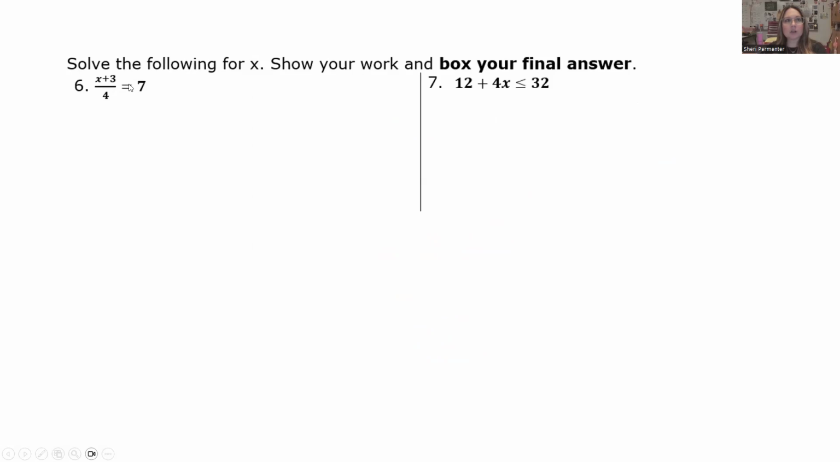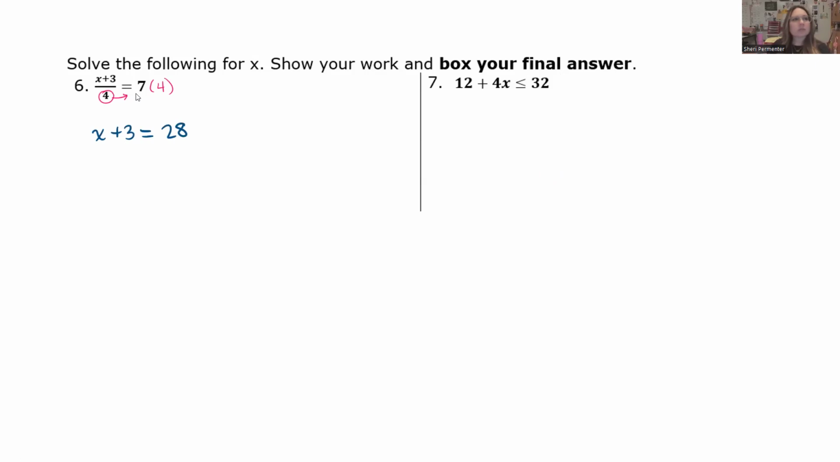All right, we've got some solving of an equation and a solving of an inequality. So solving an equation, first thing I want to do is get rid of divide by 4. What's the opposite of divide? Multiply. So let's get rid of divide by 4. Let's bring it to the other side and let's multiply by 4. So on the left, we are left with x plus 3. On the right, we have 7 times 4. What is 7 times 4? 28.